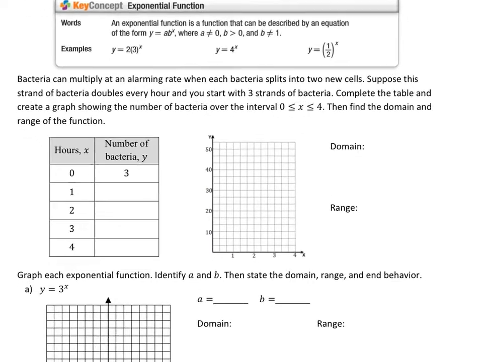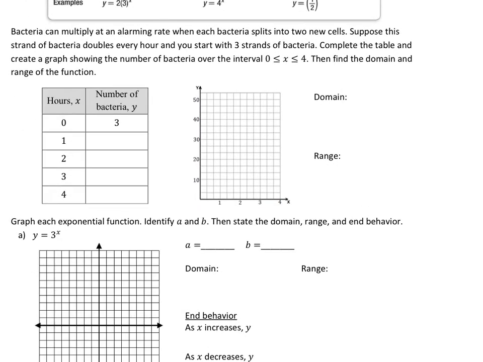All right, our first problem here. Bacteria can multiply at an alarming rate when each bacteria splits into 2 new cells. Suppose this strand of bacteria doubles every hour, and you start with 3 strands of bacteria. Complete the table and create a graph showing the number of bacteria over the interval where x is greater than or equal to 0 and less than or equal to 4. Then find the domain and range of the function.